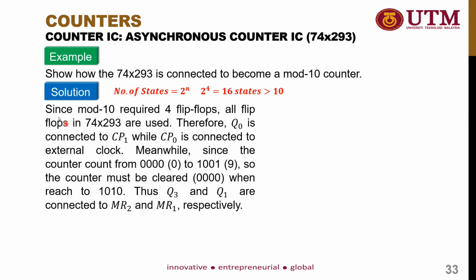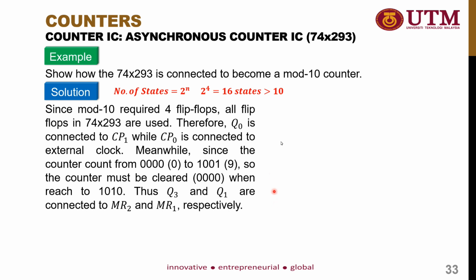So the solution is, since mode 10 requires 4 flip-flops, all flip-flops in the 74x293 IC are used. Therefore, Q0 is connected to CP1 while CP0 is connected to the external clock. Meanwhile, since the counter counts from 0000 to 1001, which is number 9, the counter must be cleared to 0000 when it reaches 1010. Thus, Q3 and Q1 are connected to MR2 and MR1 respectively.